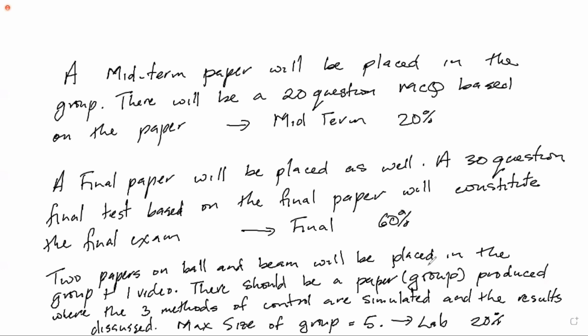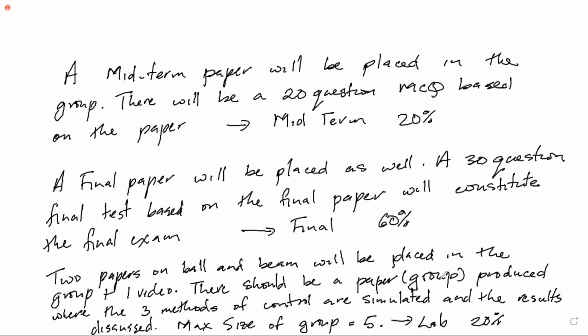So I'm going to put 2 papers, you work on those, and then you do a final exam and your midterm exam. One is a 20 question multiple choice, one is a 30 question multiple choice based on the papers that we're going to give you. And then we're going to put 2 ball and beam papers in the group based on the ball and beam project that I wanted you to do.